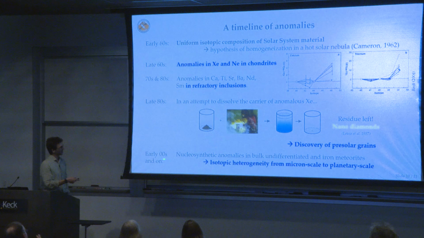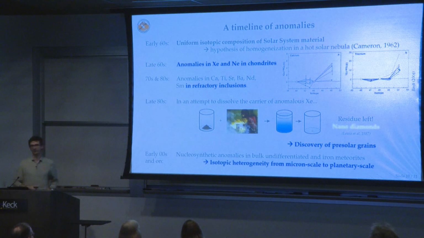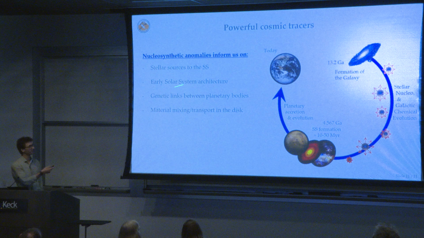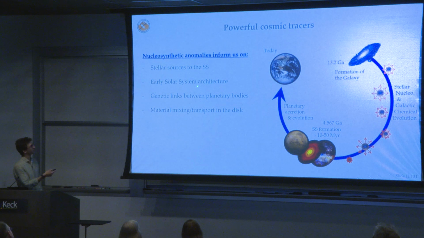From those times until today, there's just been a steady stream of discovery of nucleosynthetic anomalies in everything at larger and larger scale. So today we can resolve nucleosynthetic anomalies even in bulk meteorites, which at some time was considered impossible. And this is how we know what we know about the structure of the solar system that I'm going to discuss. So very briefly, what are nucleosynthetic anomalies useful for? They tell us about the sources, the stellar sources of the material that makes up the solar system. We can use them to infer things about the architecture of the solar system or the genetic link between planetary bodies and even the disk transport and mixing.